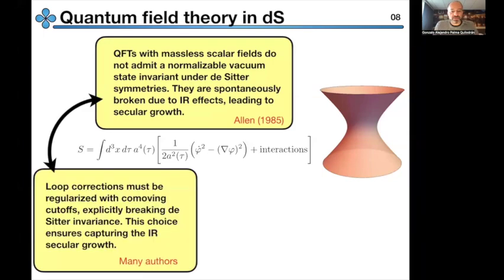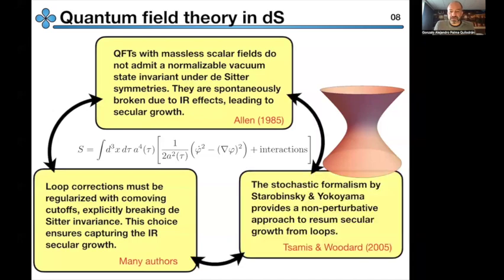The second claim is related to the first one, and it consists in the following statement. Loop corrections must be regularized using moving cutoffs in the IR, and this choice actually ensures the explicit breaking of the de Sitter invariance. And actually, this choice introduces the appearance of secular growth.